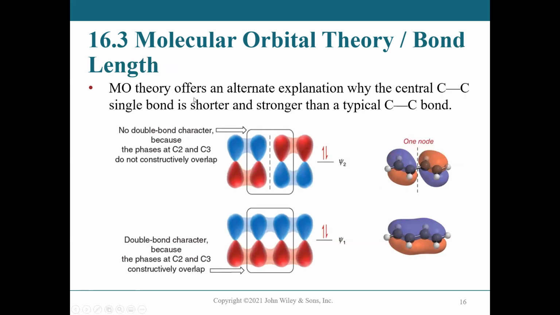This molecular orbital theory offers an alternative explanation why the central carbon-carbon single bond is shorter and stronger. That's because you have more overlap. So you have constructive overlap. Here we have one node right here, right? And we're missing that overlap. We have overlap here, we have overlap here, but we're missing it throughout the entire molecule.